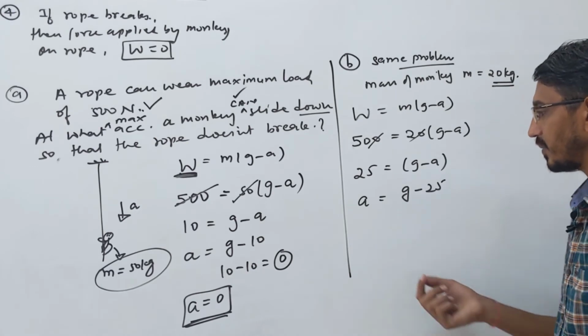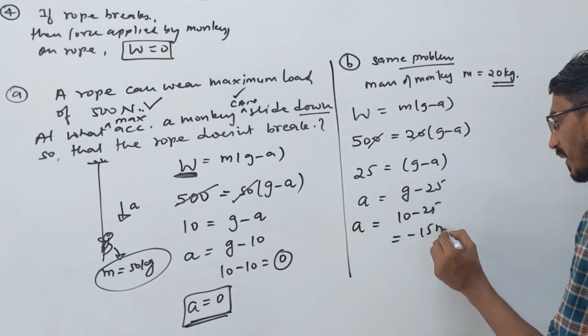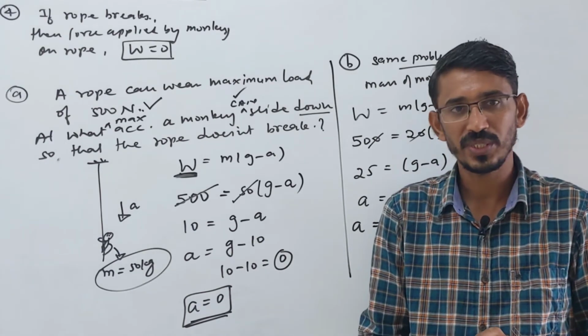So if you see here, 10 minus 25, what did you get? Minus 15 meter per second square. Is that possible? No, it's not possible.